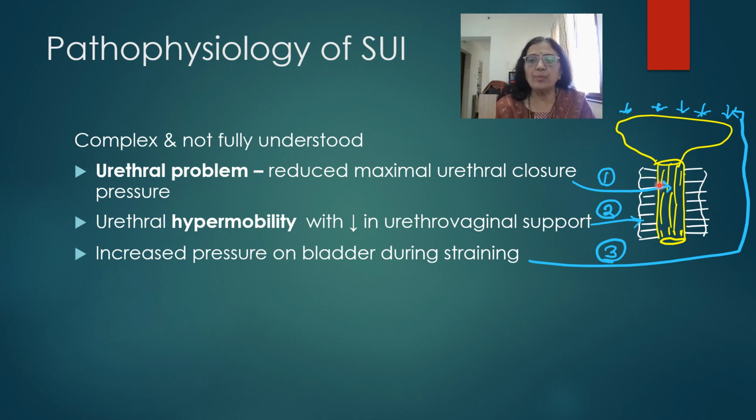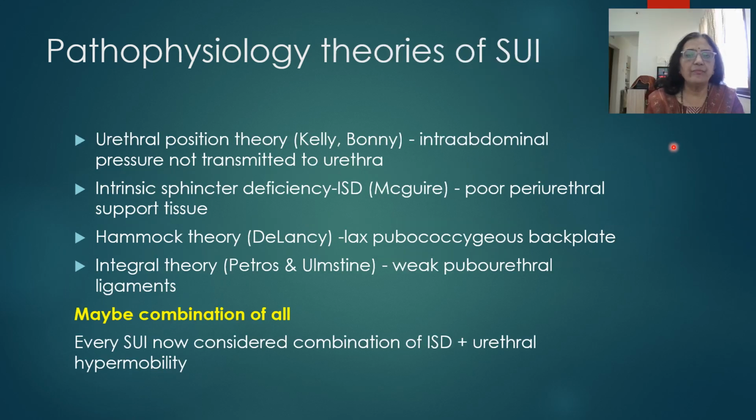Remember, problem in the urethra, problem in the surrounding tissue, and increased bladder pressure with the increased intra-abdominal pressure. So if you draw this diagram and practice, you will be able to categorize the pathophysiology and make it simplified for stress urinary incontinence. So various theories are there. Now suppose you are asked about the pathophysiology in short, then the previous slide is sufficient.